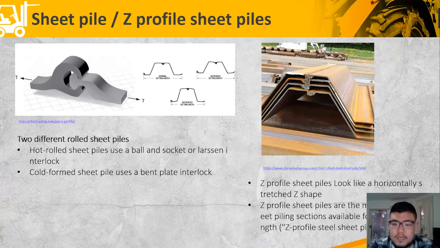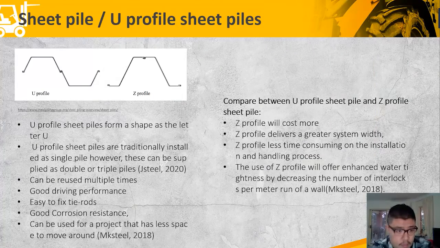The first one is the Z profile sheet pile. It looks like a horizontally stretched Z shape. The Z profile sheet piles are the most efficient sheet piling sections available for bending strength. The U profile sheet pile, on the other hand, looks like the letter U. U profile sheet piles are traditionally installed as a single pile. However, they can be supplied as a double or triple pile.